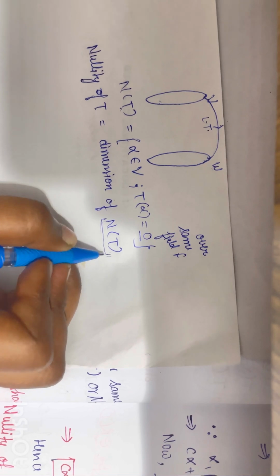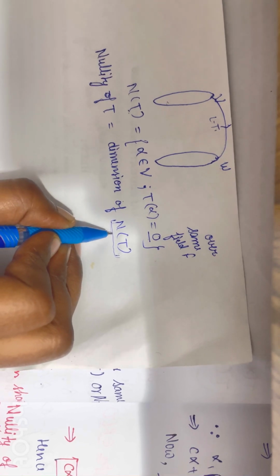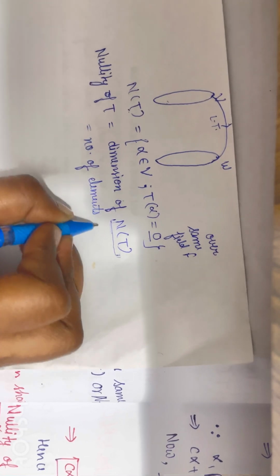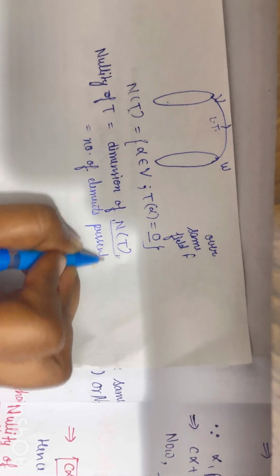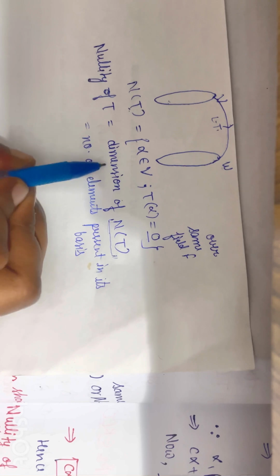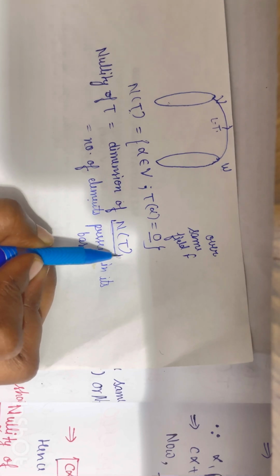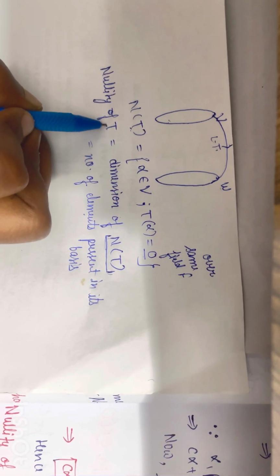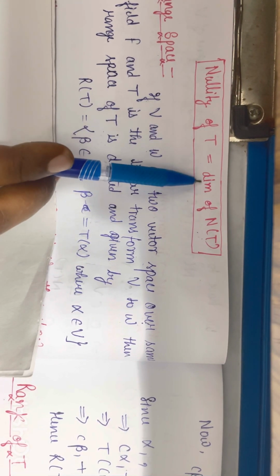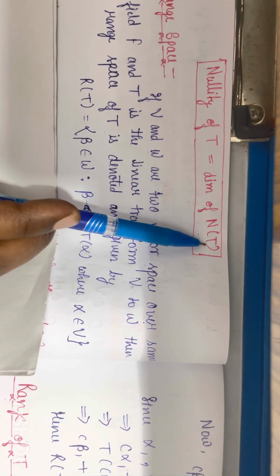We can prove it by theorem. So now, what is the dimension of any vector space? Dimension of any vector space means the number of elements present in its basis. It means here the number of elements present in the basis of this null space of T will be the nullity of T. Here it is written nullity of T is equal to the dimension of the null space of T. It means the number of elements contained in the basis of the null space of T.